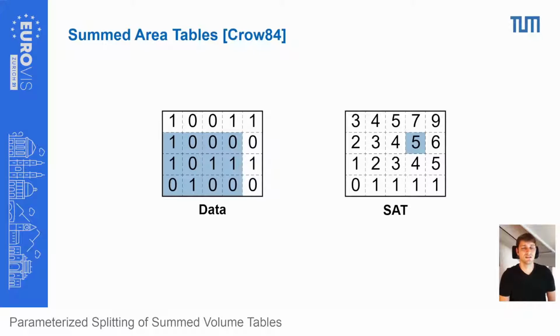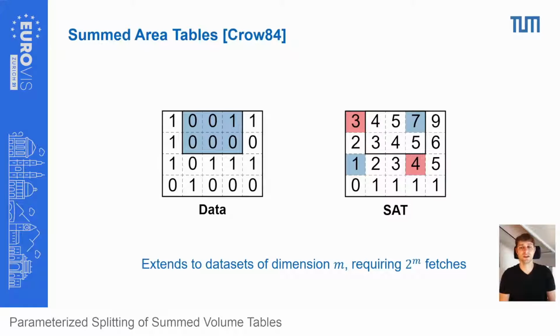For instance, we can see here the entry 5 in the SAT, which is just the prefix sum over the box starting at the lower left corner and going up to the corner indicated by the position of the 5. By the inclusion-exclusion principle, arbitrary axis-aligned rectangular sums can be recovered from 4 prefix sums by summing up the prefix sum for the top right and bottom left corner and subtracting the prefix sums at the other 2 corners. So here we can see that 7 plus 1 minus 3 minus 4 equals 1, which is just the sum over the blue box shown on the left. This concept immediately translates to datasets of arbitrary dimension m, giving rise to summed volume tables, or short SVT.